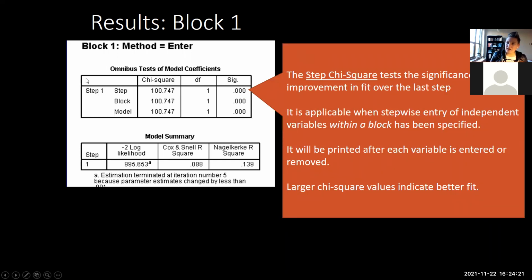So here again, we talked a little bit about each one of these models, these steps for an omnibus test of model coefficients. This is just overall testing whether what we have entered into the model at this stage has significantly decreased our error. And a larger chi-square here indicates a better fit, or more decrease of error in the model.